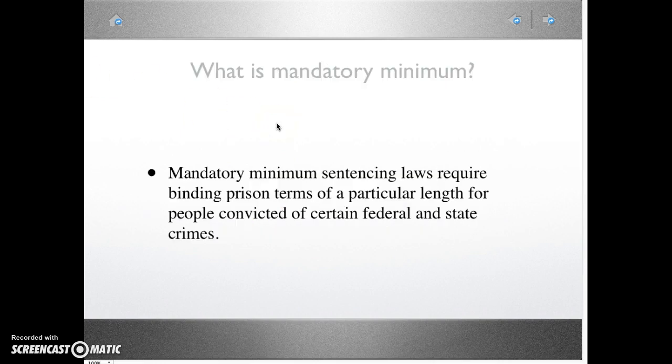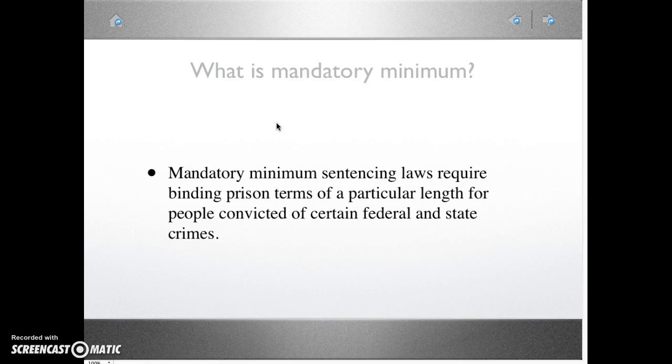So what is mandatory minimum? Mandatory minimum sentencing laws require binding prison terms of a particular length for people convicted of certain federal and state crimes. Okay, these are generally not very flexible. It is sort of the one size fits all. And this has often been defined as a rather quick fix solution for crime.